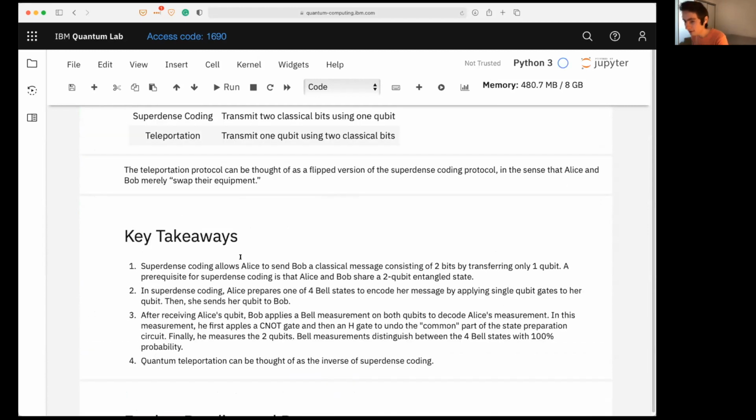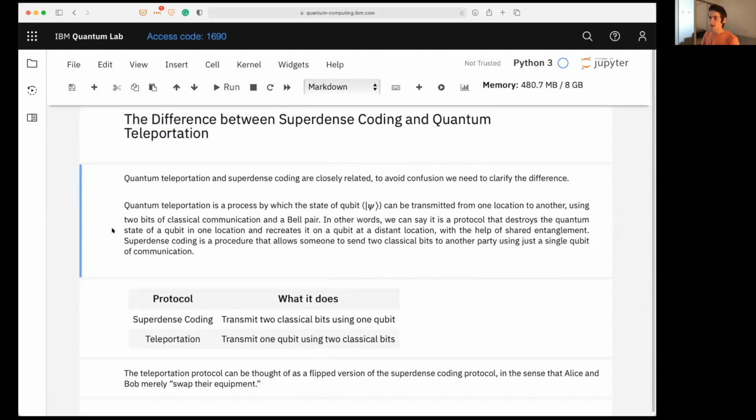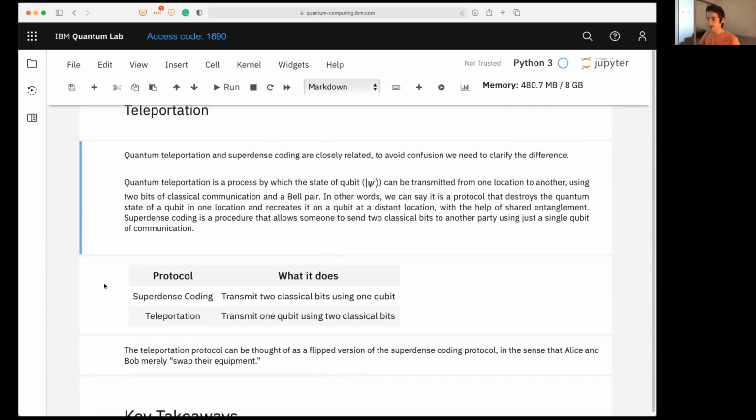Okay, so the first part of optional content I skipped over was the difference between superdense coding and quantum teleportation. What we taught you here is obviously superdense coding. Quantum teleportation is effectively the reverse. I really like this little table down here as a good summary.